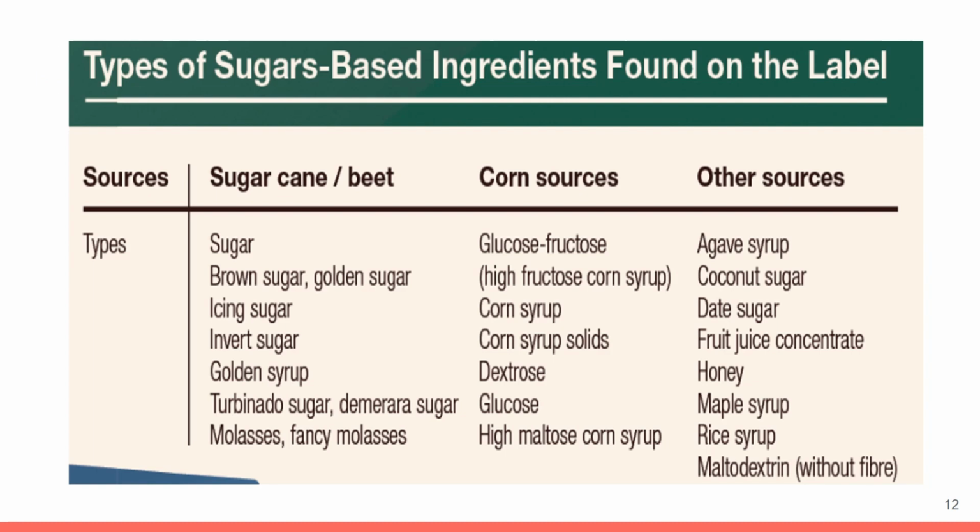Here is a list of the types of sugar-based ingredients found on the label. It can be helpful when you're reading the ingredient list to know what are the different names that sugar can appear as.